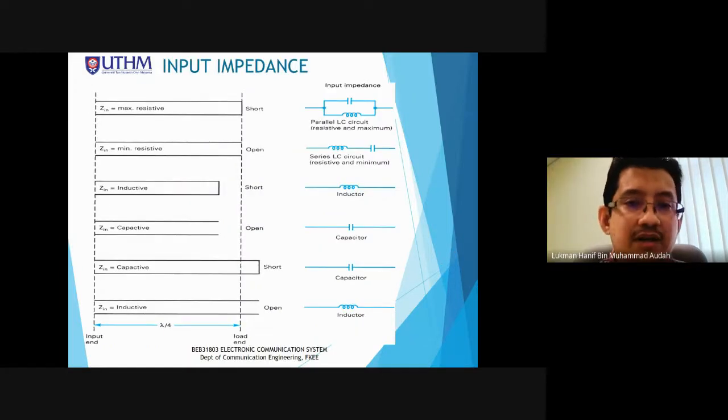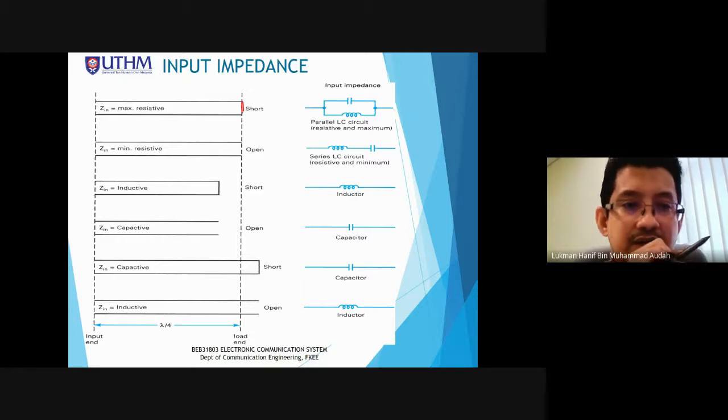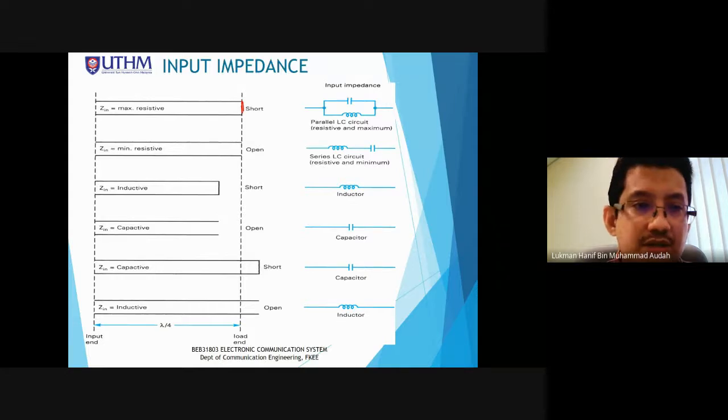Ini digambarkan dalam bentuk capacitance dan juga inductance. Ini sama ada untuk short circuit. Kalau kamu lihat short circuit, dia punya input adalah maximum resistive pada short circuit. Z input is a maximum resistive at the short circuit.